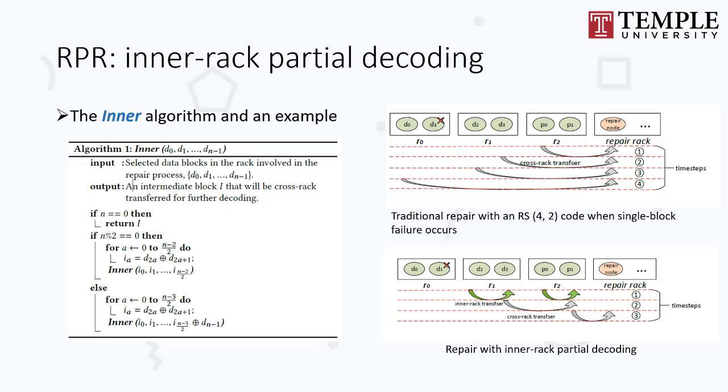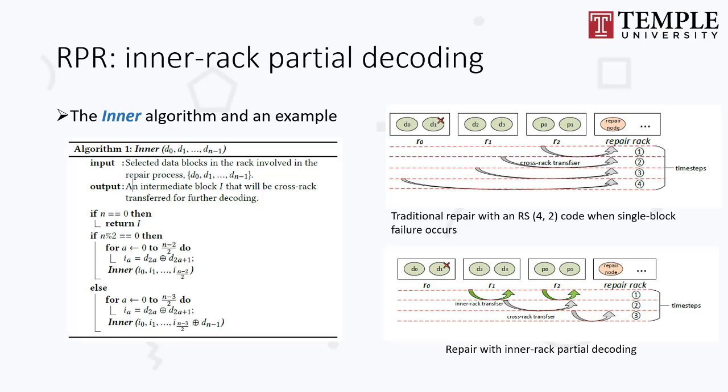Based on this, we propose the first design of the RPR scheme, the inner rack partial decoding. The algorithm Inner runs for each rack when the repair process starts and takes the nodes involved in the repair as the input. Inner divides the nodes into several pairs and performs partial decoding recursively until the final intermediate block I is generated. The figure shows an example of using traditional repair and inner rack partial decoding repair.